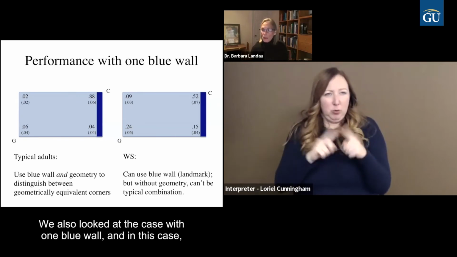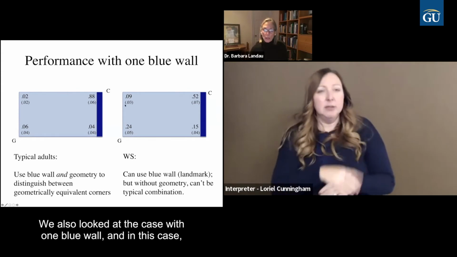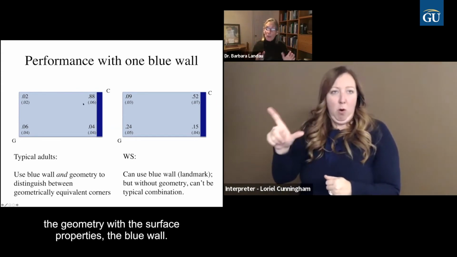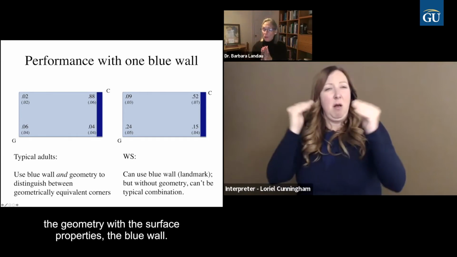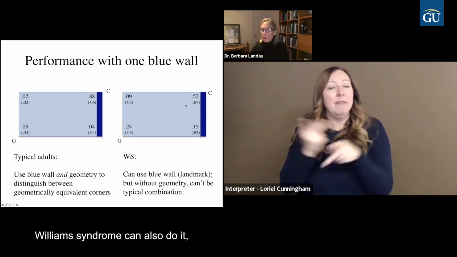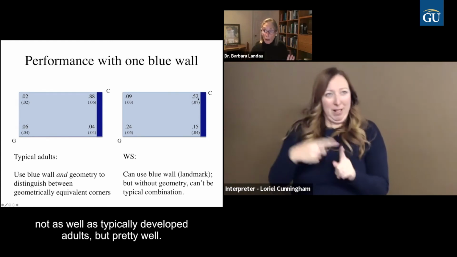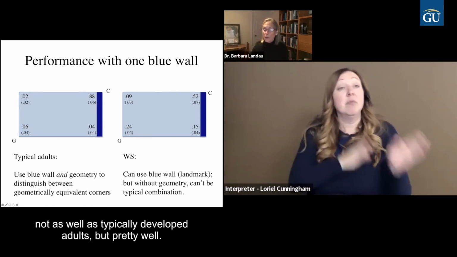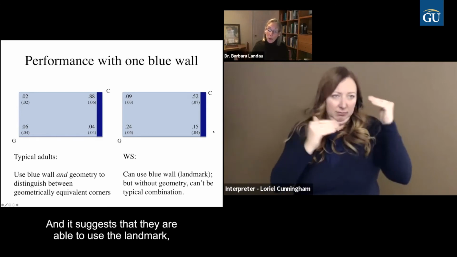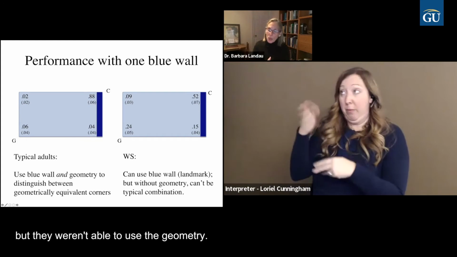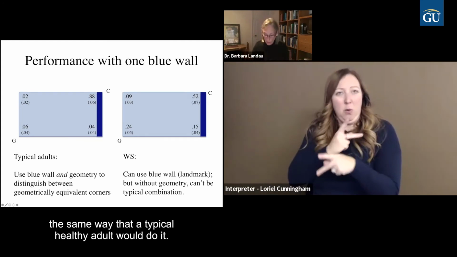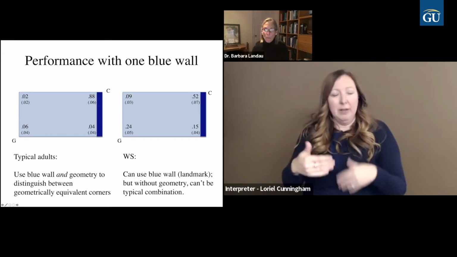We also looked at the case with one blue wall. And in this case, typical adults do perfectly because they can combine the geometry with the surface properties, the blue wall. It looks like the same individuals with Williams syndrome can also do it, not as well as typically developed adults, but pretty well. And it suggests that they are able to use the landmark, but they weren't able to use the geometry. So they can't be doing some kind of combination in the same way that a typical healthy adult would do it.